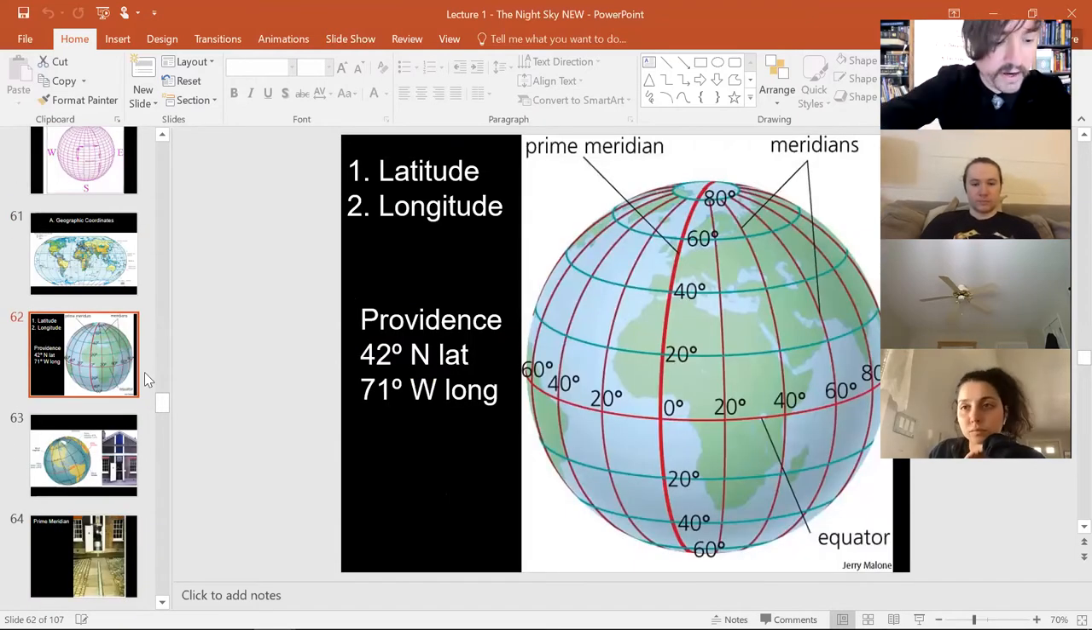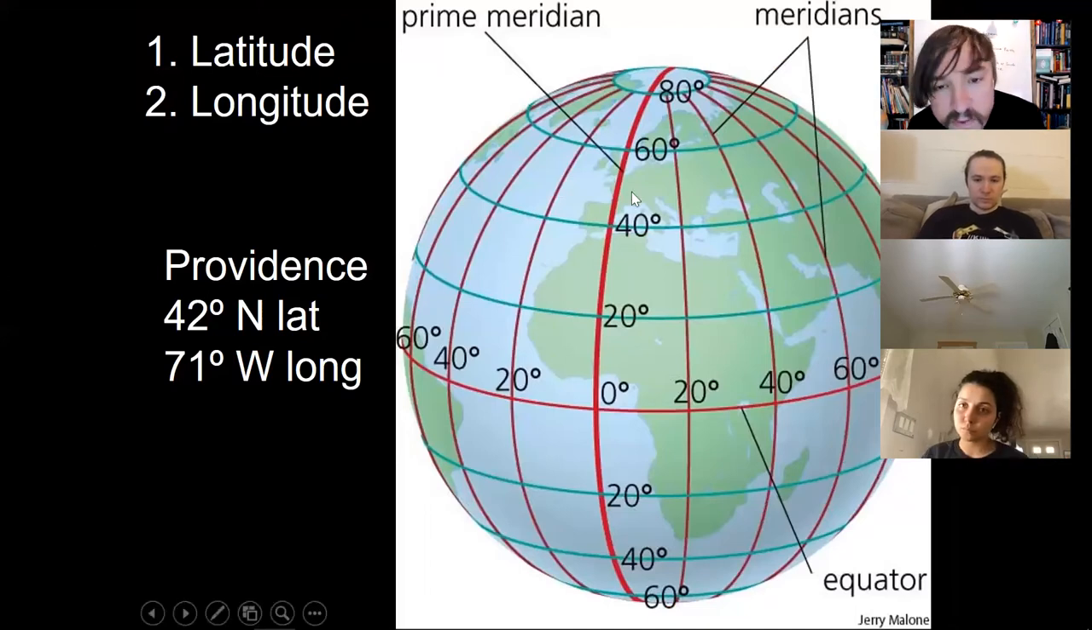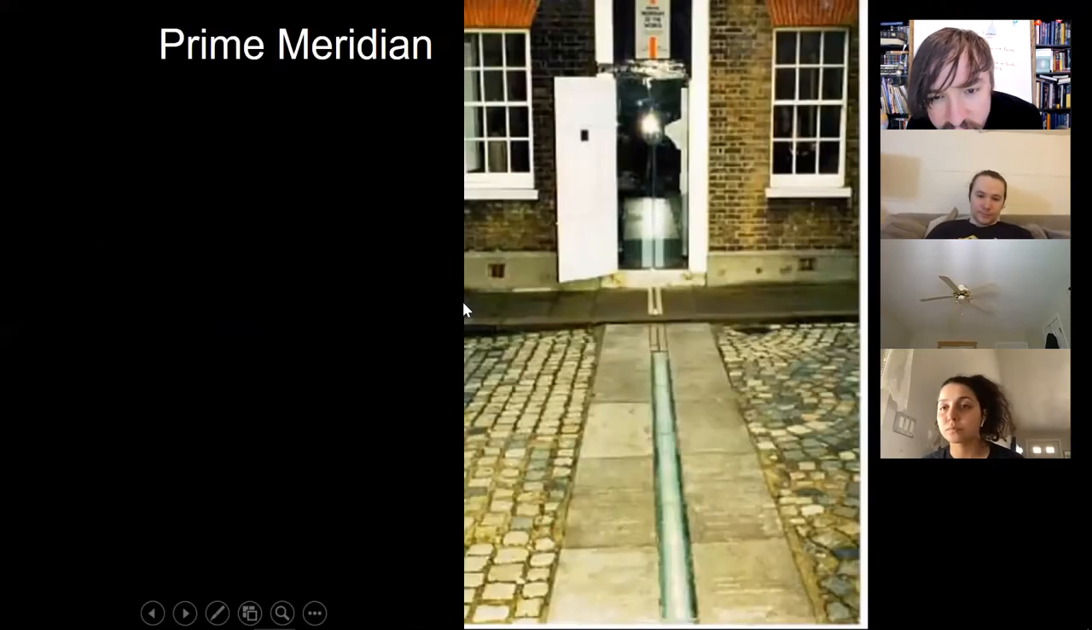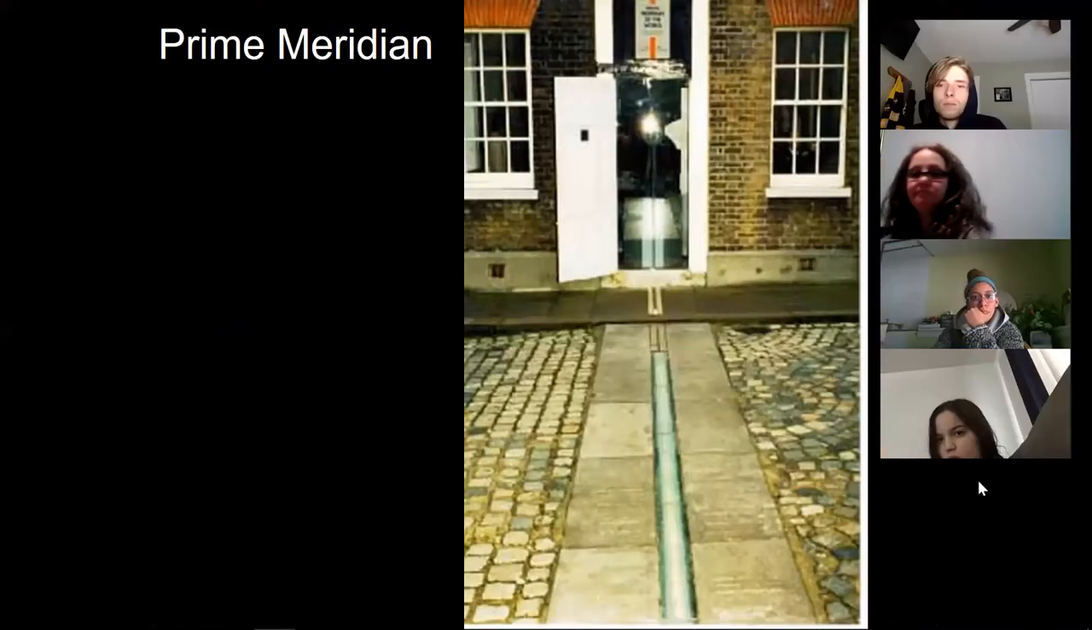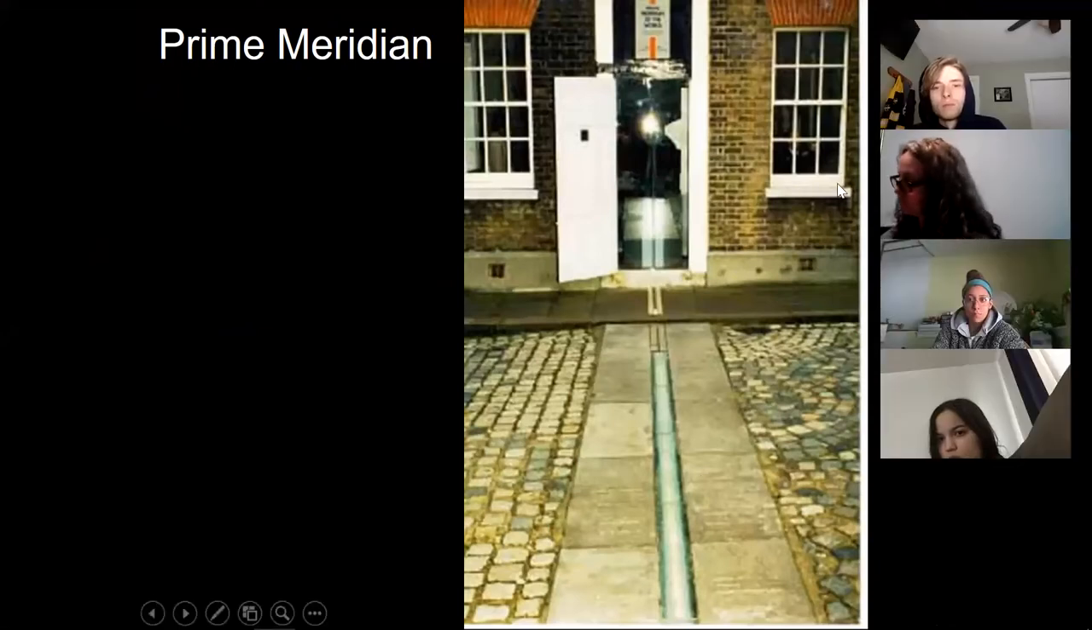Let's take a look at it here. The prime meridian, which is the zeroth line of longitude, would be a line of longitude that slices right through the front door of the Royal Greenwich Observatory in England, okay? And so this line of longitude passes right through the Royal Greenwich Observatory, and it divides the Earth into an eastern and a western hemisphere.